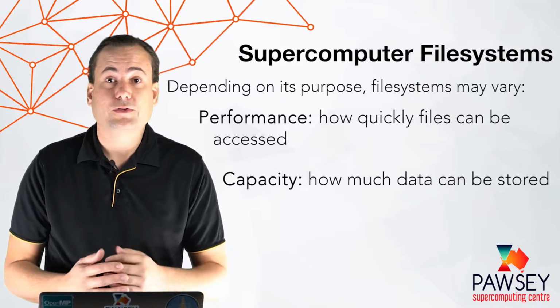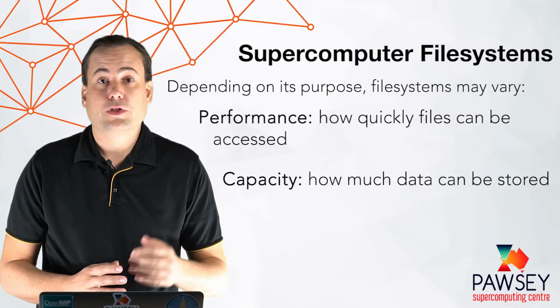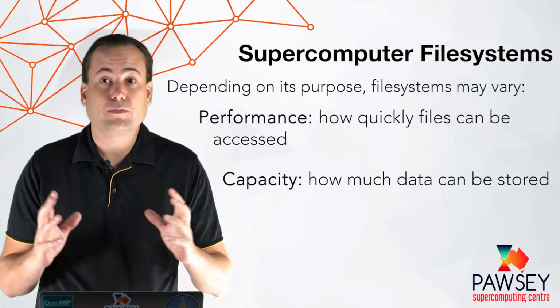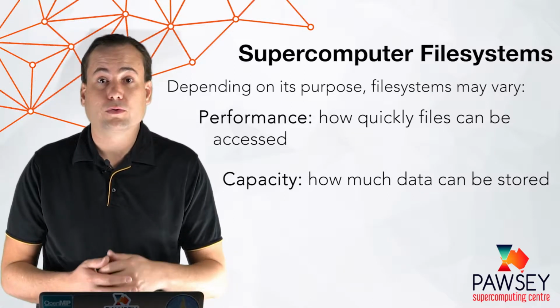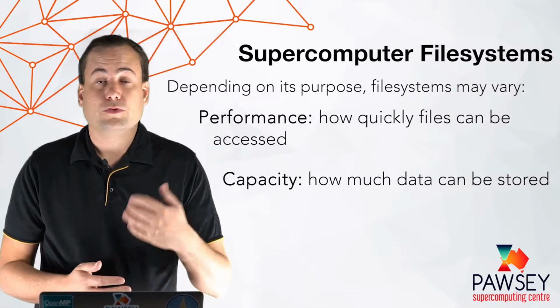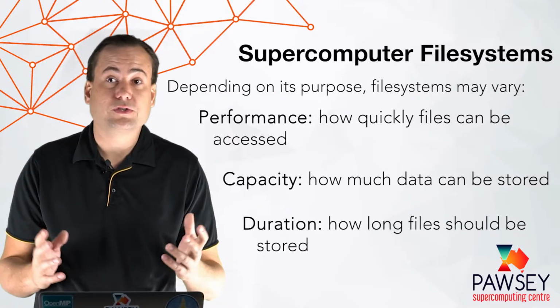The capacity of a file system is how much data can be stored. The capacity can be limited not only by the combined size of the files in bytes, but also the total number of files. The duration is how long the files should persist on a file system.